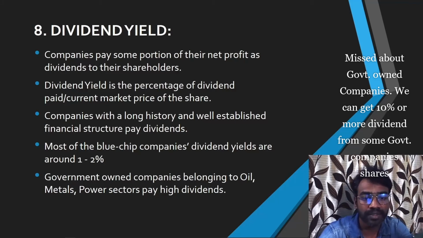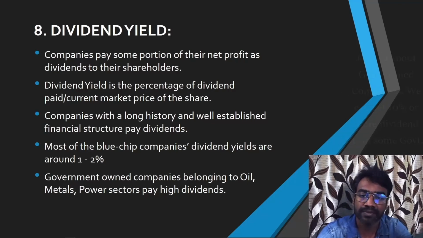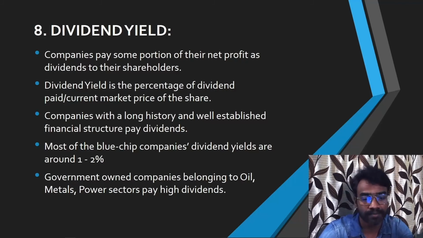Generally, companies with a long history and well-established financial structures pay dividends. Most of the blue chip stocks pay dividends, but their market prices are too high. Because of that, dividend paid with respect to their price is very less. We get dividend yield somewhere around 1 to 2%.